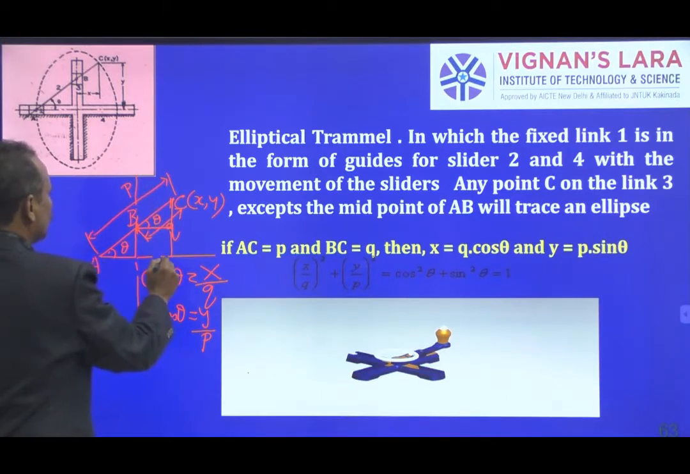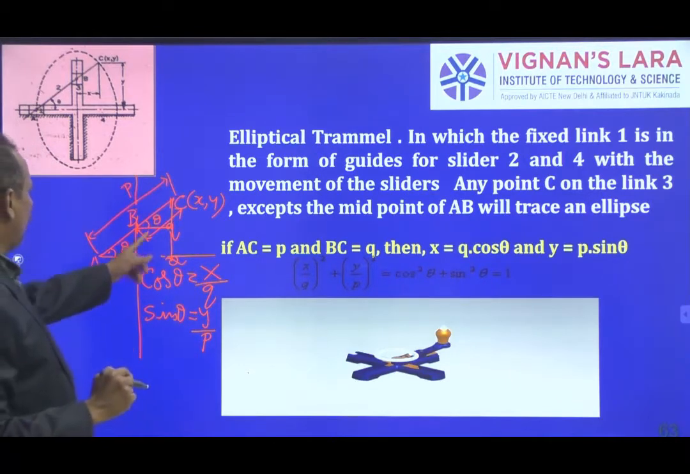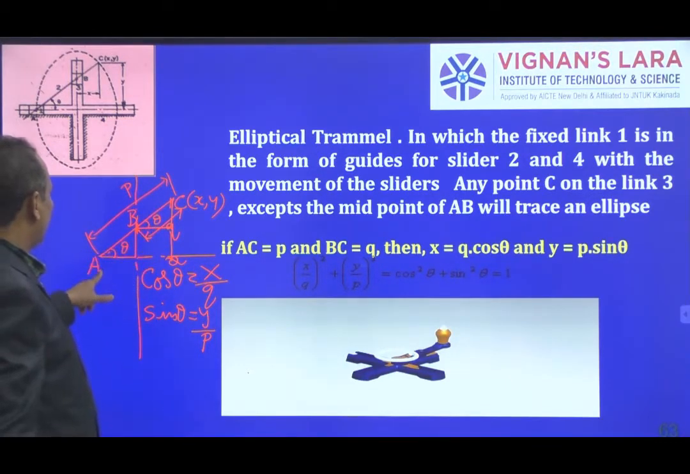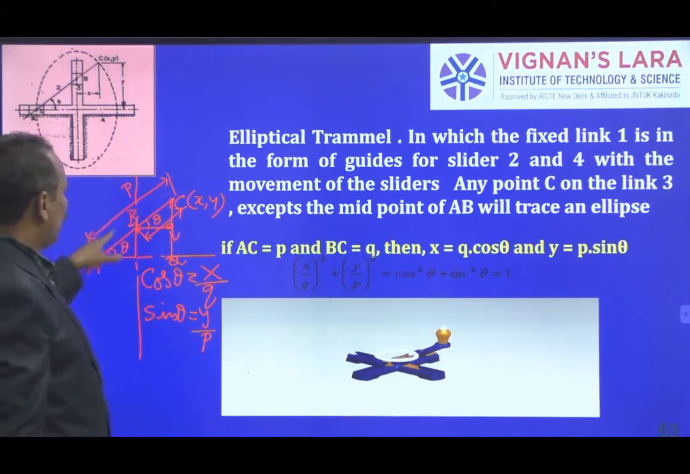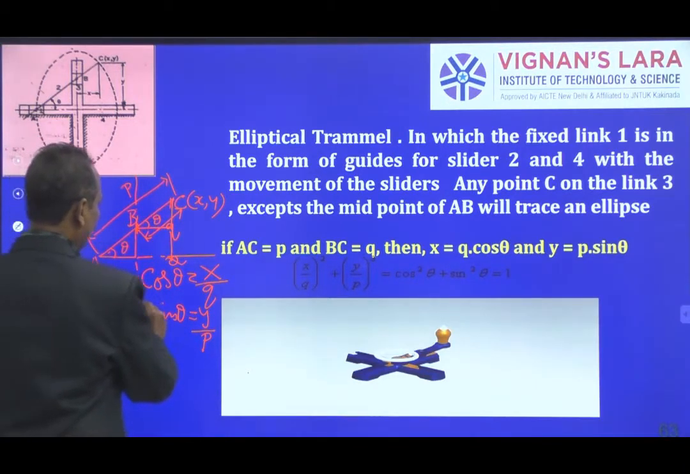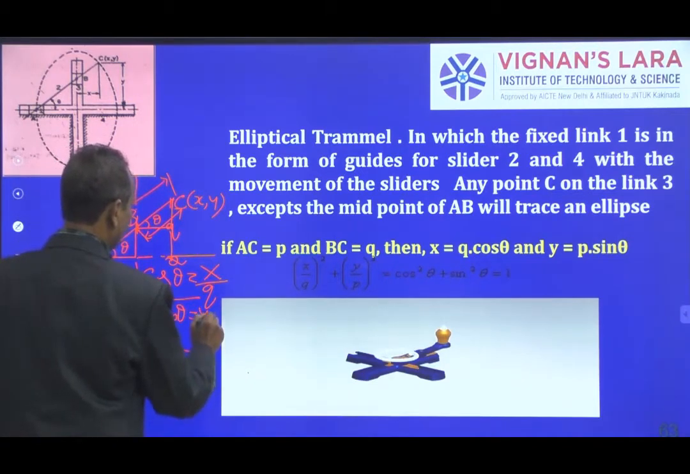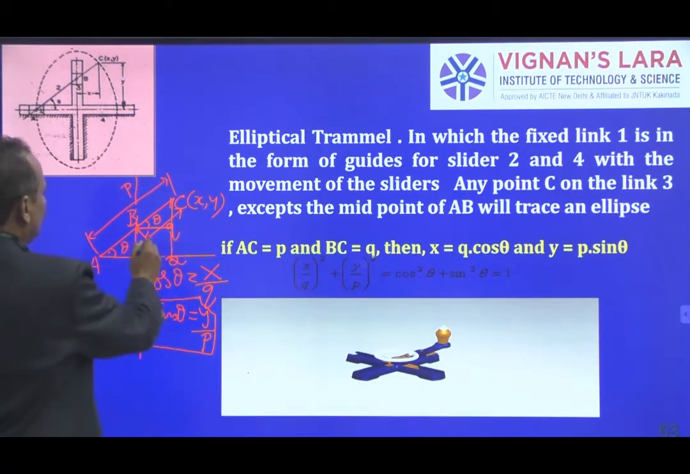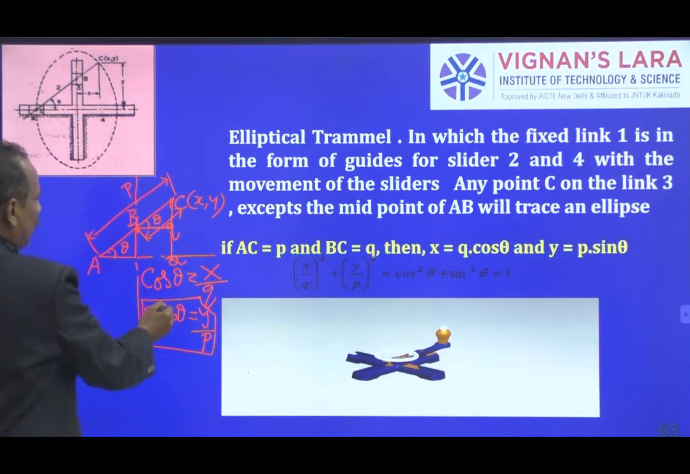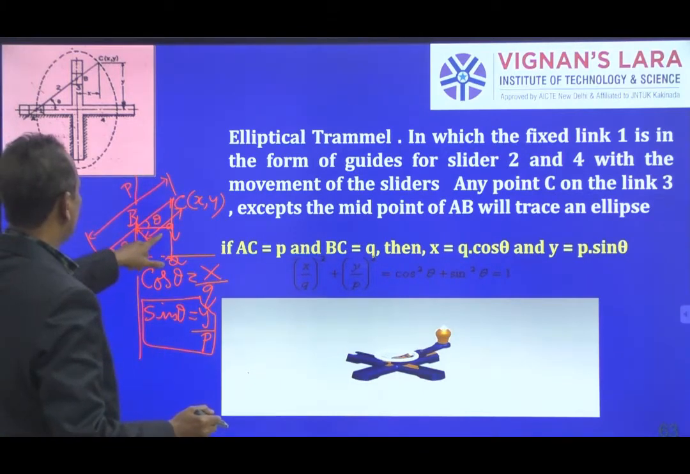In this triangle, say I call it ACQ. In triangle ACQ, I can write sin theta is equal to the opposite side by the hypotenuse. What is the opposite side? The y ordinate. The hypotenuse is P. So sin theta is y by P. Similarly, cos theta is written here: this is the x coordinate, and cos theta is equal to x by q.